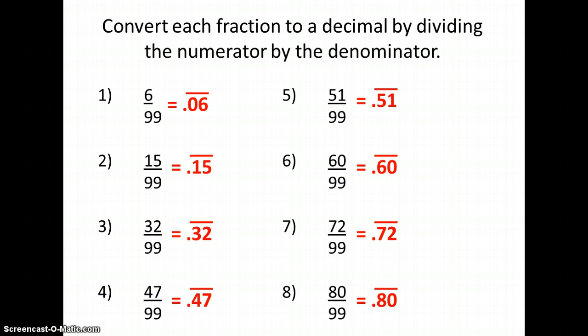Notice the pattern here. When I'm trying to turn a fraction with a denominator of 99 into a decimal, I would simply take the numerator and repeat it. Now, if the numerator only has one digit in it, like number 1, I would have to put a 0 before that 6 to show that there are 6 out of 99. Whereas in this case, I have 60 out of 99.